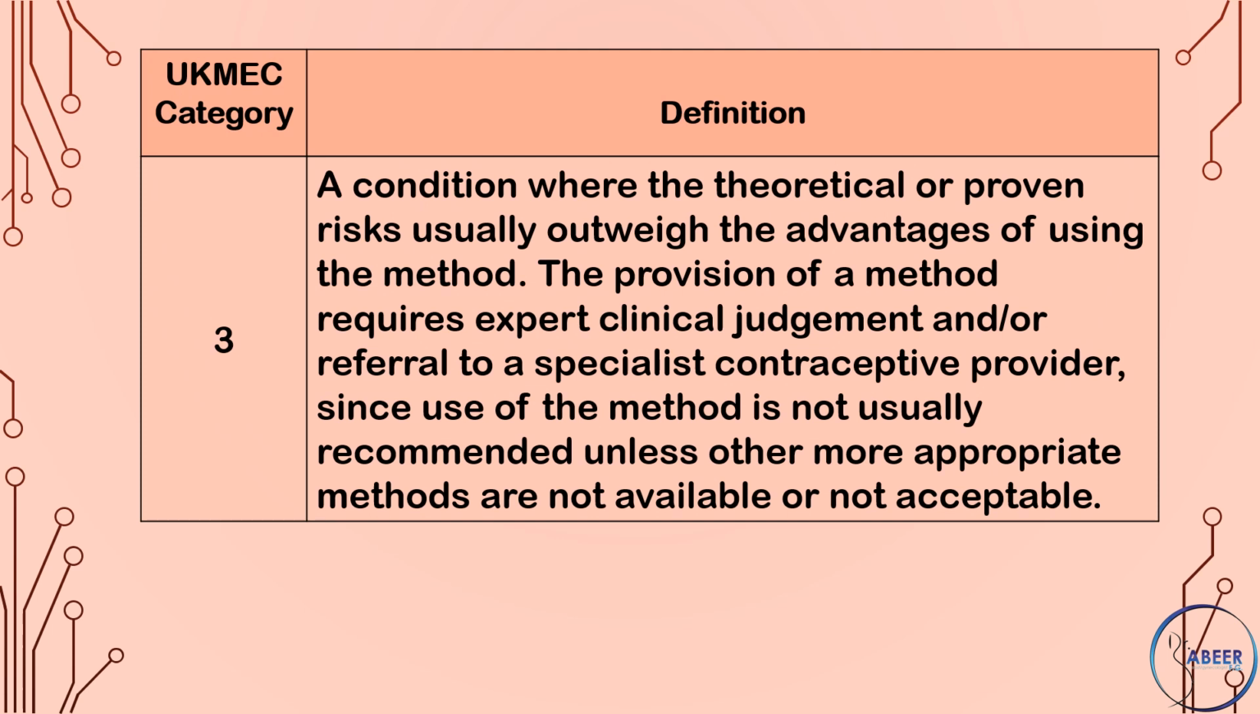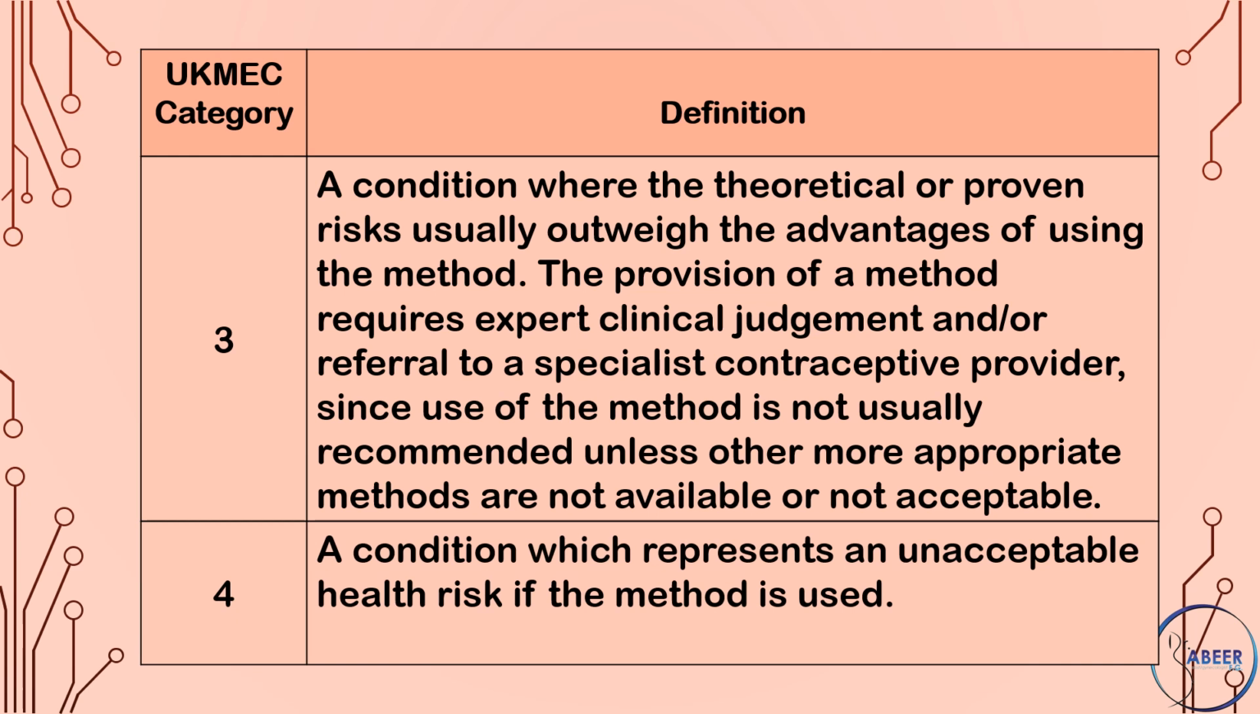Category number 3: a condition where the theoretical or proven risk usually outweighs the advantages of using the method. The provision of a method requires expert clinical judgment and/or referral to a specialist contraceptive provider, since use of the method is not usually recommended, unless other more appropriate methods are not available or not acceptable. Category number 4: a condition which represents an unacceptable health risk if the method is used.